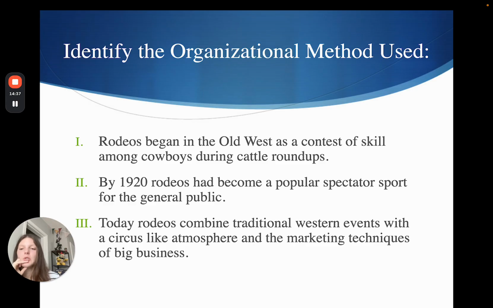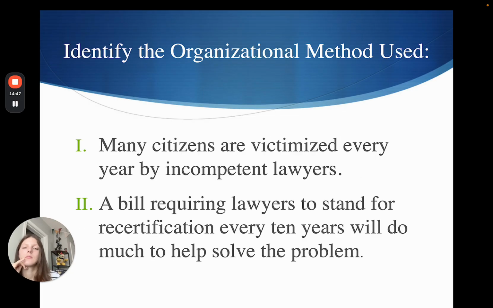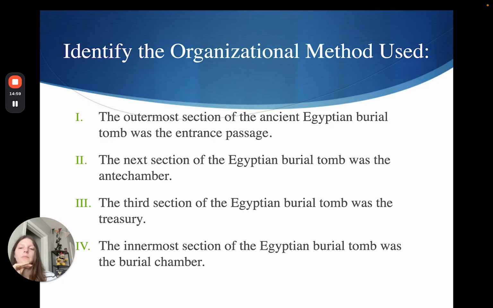This one is chronological because it talks about how it was in the Old West, then the 1920s, and then today. This one is problem solution. The first point is a problem. The second point is the solution. This one is spatial because we are talking about different spaces of the Egyptian burial tomb.